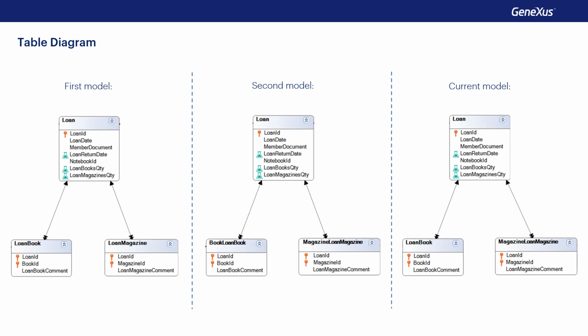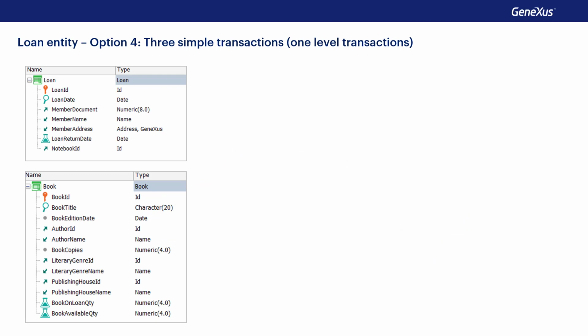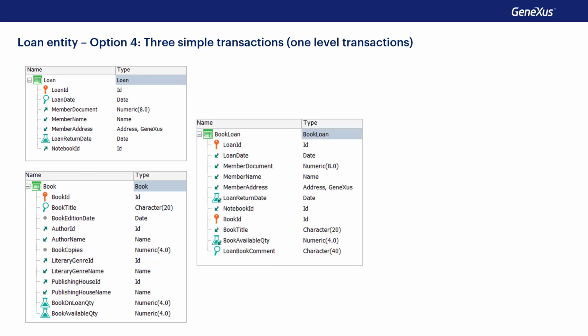If the end user requests simple screens without grids, what can we offer? Remember that there is an end-to-end relationship between the entities loan and book, and also between loan and magazine. We will analyze it for loan and book, and it will be analogous for loan and magazine. Let's consider the following structures. For an end-to-end relationship to exist between them, we need a relationship table with the compound key, loan ID, book ID. We then define the book loan transaction with the primary key made up of loan ID, book ID, and the following structure.